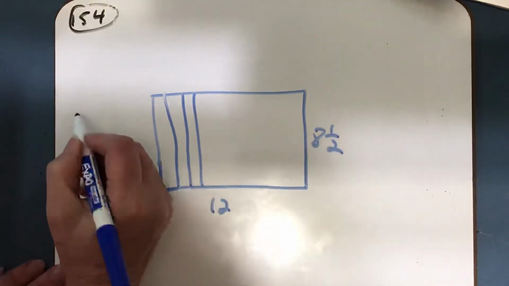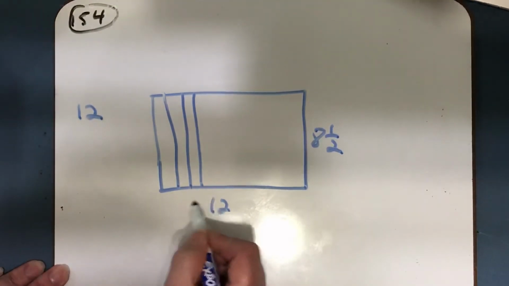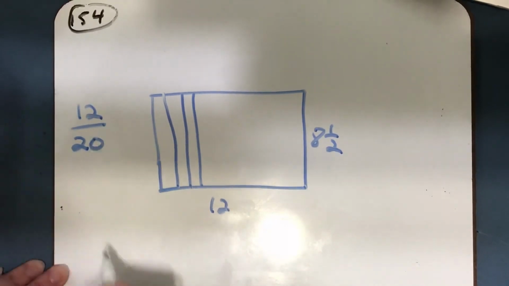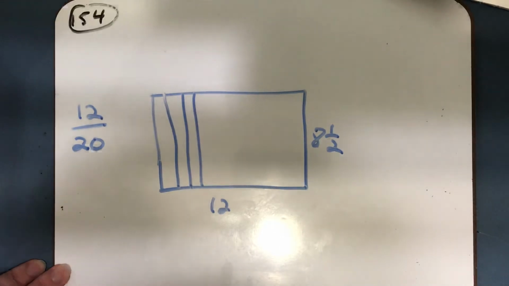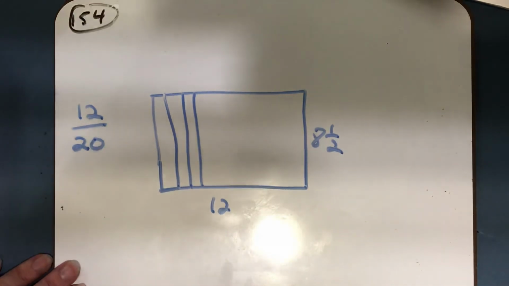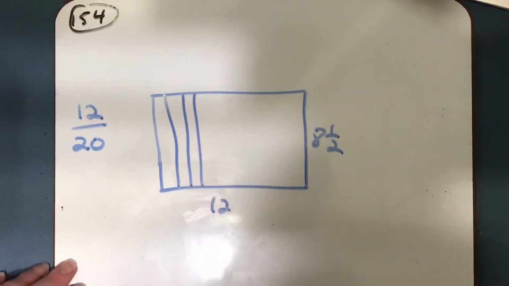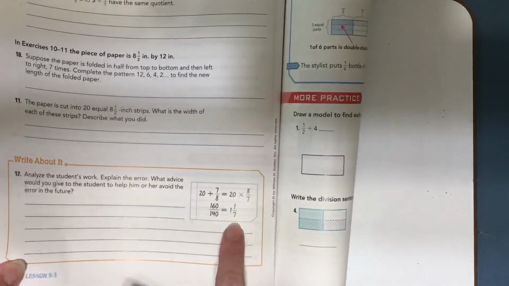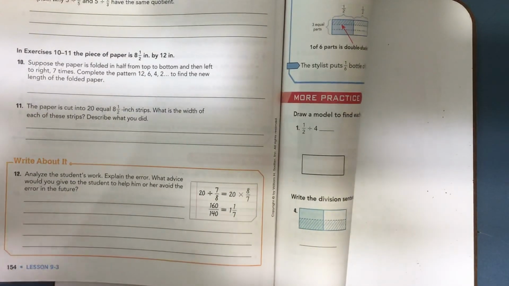Okay, so that means you're going to take 12, because you're going to divide this side 12 by 20, because you're going to have 20 strips. So 12/20 inches is how wide each strip is, but make sure you put 12/20 in simplest form. Okay, and then number 12, you have to look at this problem and figure out what this student did incorrectly. Okay, so just go ahead and complete 154. You do not have to do number 10.